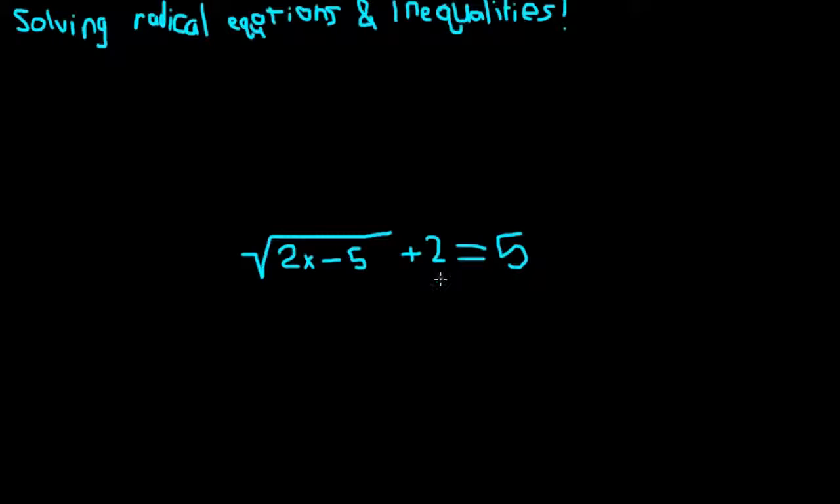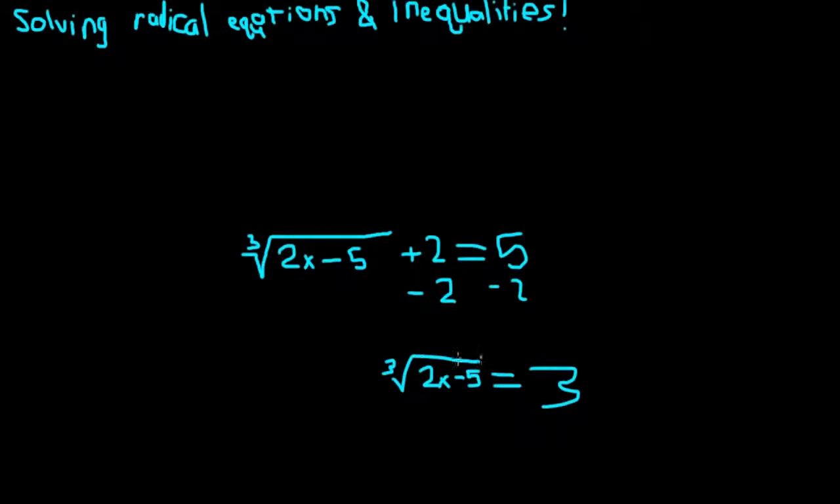Oh boy, we're gonna square both sides. Well, actually, I think you subtract 2, and then you get, oh yeah, there's a 3 here. Whoopsie. 2x minus 5 equals 3. Oh, that's a big 3.